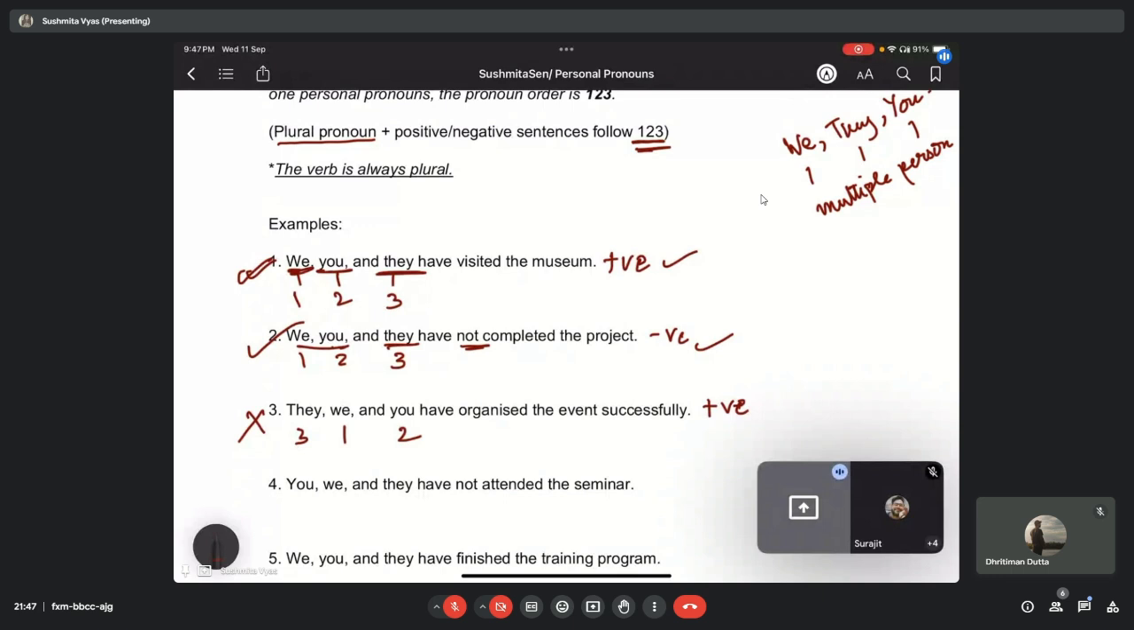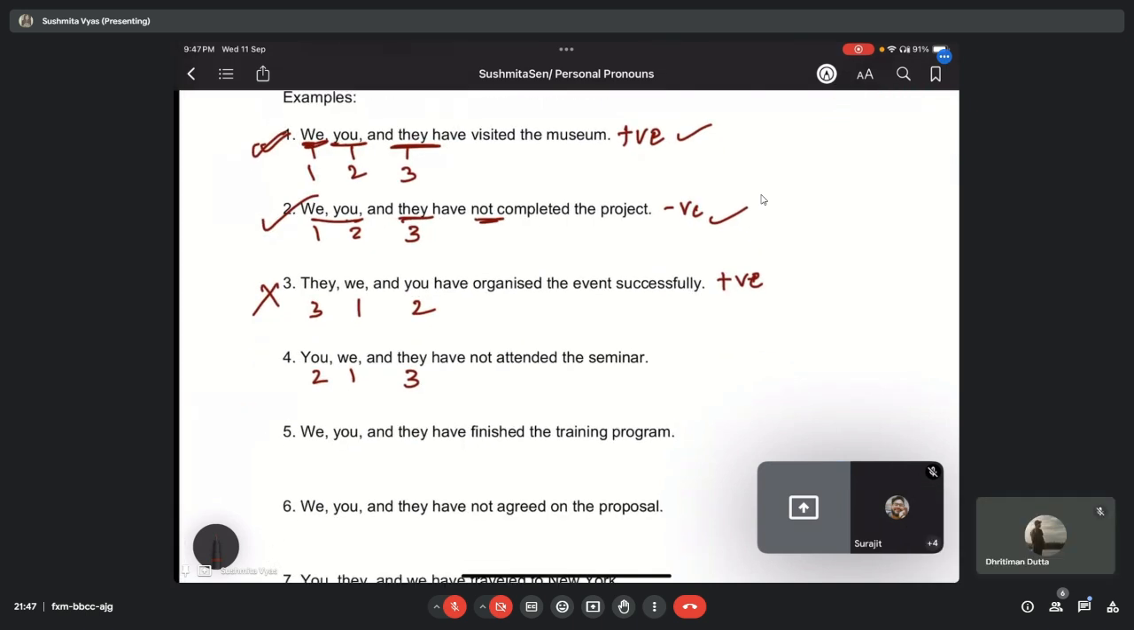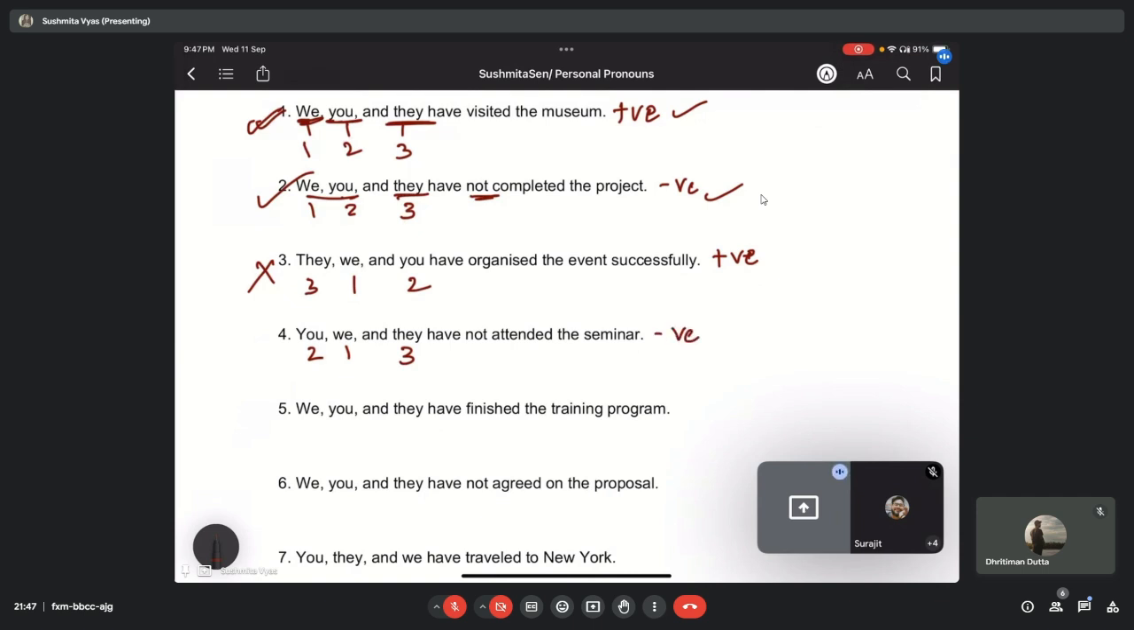You, we, and they have not attended the seminar. Is this in the correct order? No, because you is second, we is first, they is third. This is also incorrect order. This is a negative sentence. Number five: we, you, and they have finished the training program. This is a positive sentence.